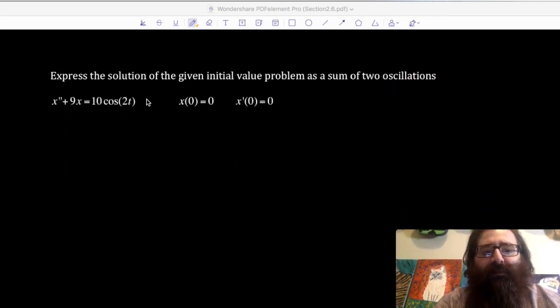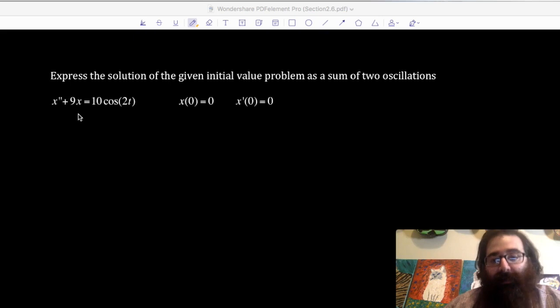So we want to express the solution of the given initial value problem as the sum of two oscillations. And we're going to start by taking a look at problems that do not have a dash pot involved. So you'll notice that the x prime term is missing, but here we just have x double prime plus 9x equals 10 times cosine of 2t. We have an initial position of 0 and an initial velocity of 0 as well.